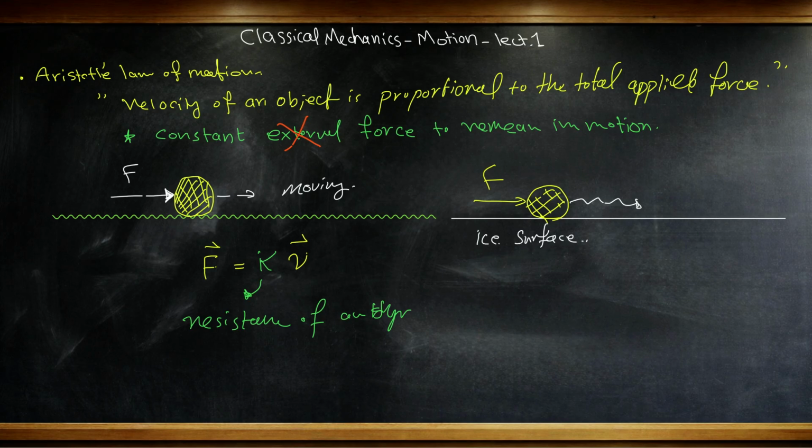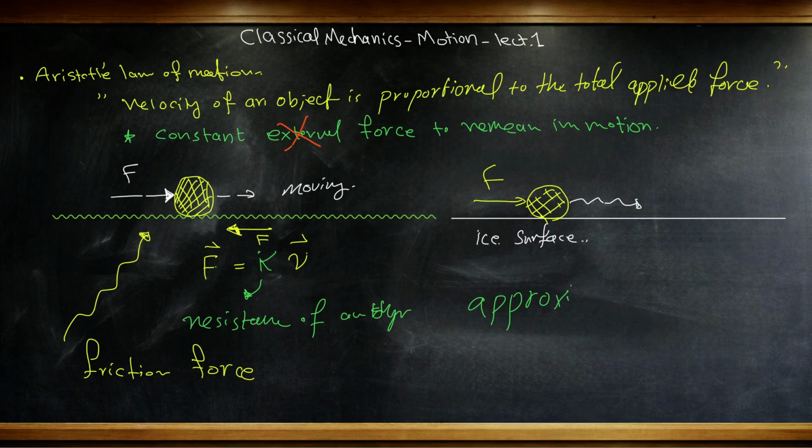Because here we have a friction force that keeps the body from continuously moving, which acts on the opposite side. Here the friction force is approximately 0. And that's why you will notice that it's hard to stop the body from moving. That's why Aristotle's law is not correct. But actually, Aristotle's law could be used as an approximation, especially when friction forces are strong.